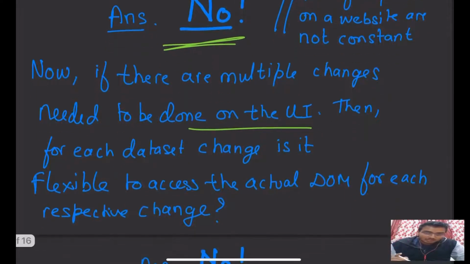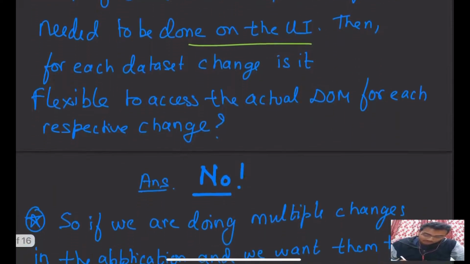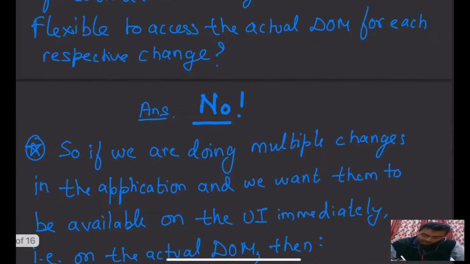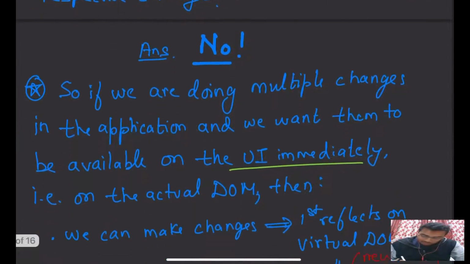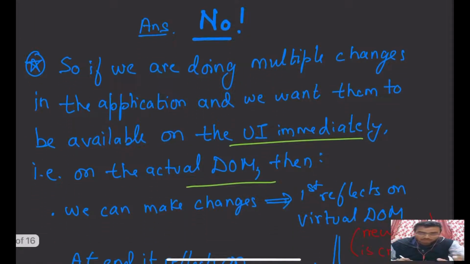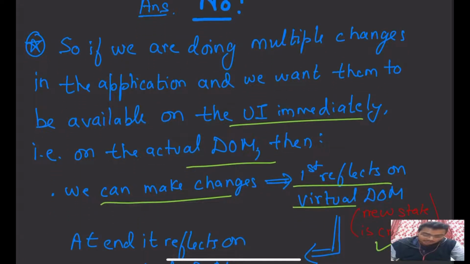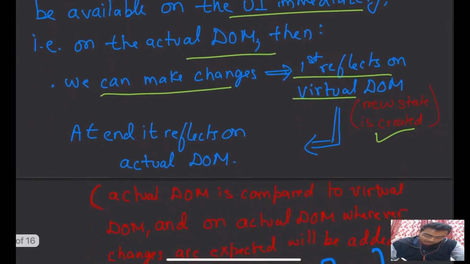The answer would again be no, because if we are doing multiple changes in the application and we want them to be available on the UI immediately, that is on the actual DOM, then what we can do is first make a change on the virtual DOM, then compare the virtual DOM to the actual DOM, and if there are any changes, the actual DOM can be updated with the respective changes. So we make changes first, it is reflected on the virtual DOM, a new state is created, and at the end it reflects on the actual DOM.